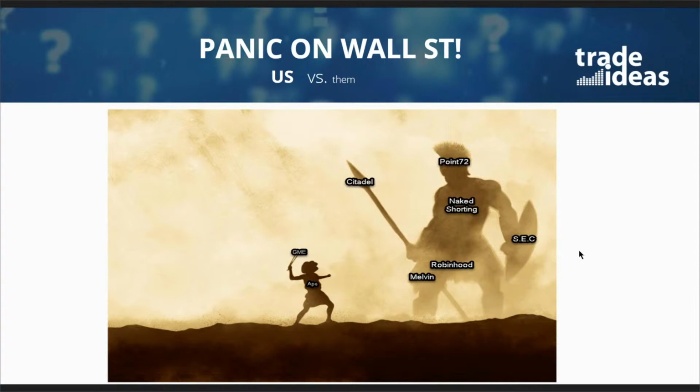They are protected by the SEC because all the hedgies who used to be there in the 70s are now running the SEC when they get older. And Melvin's one of the legs, and there's many legs like it. But this is the battle, you guys. This is where we're at. But the beauty is the good guys are actually winning.